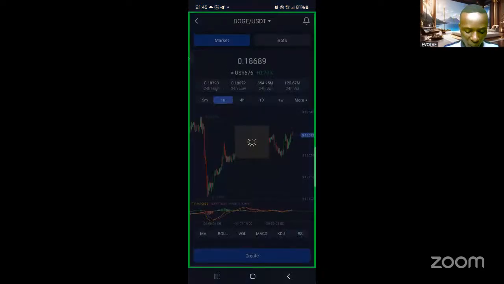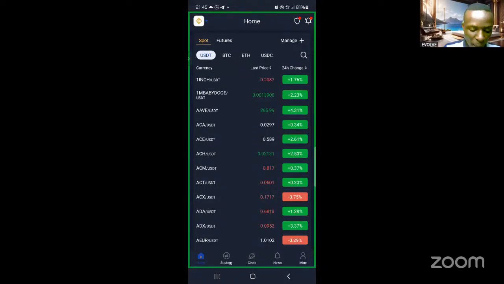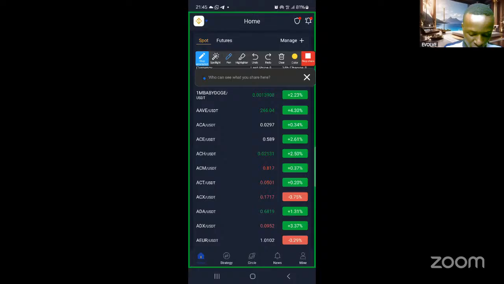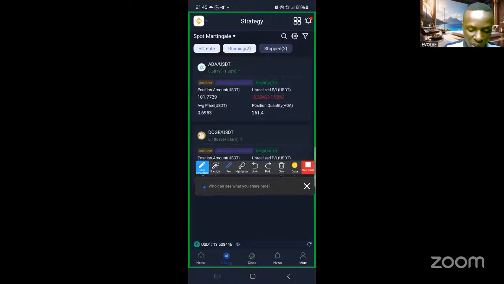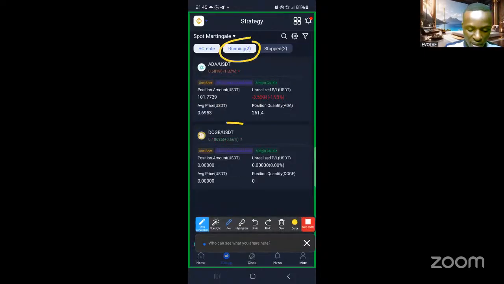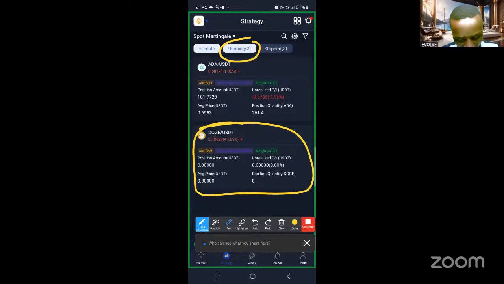Now, how do you confirm that they have bought Doge? When I come back here, I tap on strategy, and I'm going to see that Doge has been added to my running coins. It is here. However, if you are an old member and you see that they are 000000, it means the robot has not bought the coin.